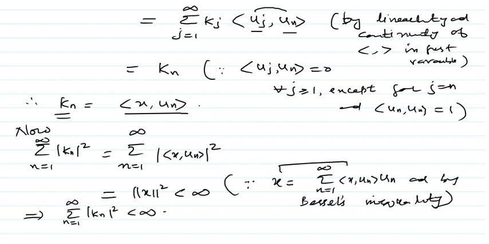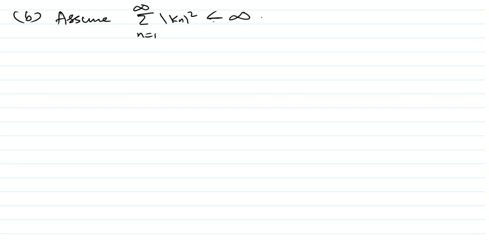Now the second part, which is the Fischer theorem. So we have to assume that this series, mod kn square, n runs from 1 to infinity, is finite. Suppose this is finite. Now what we do, we try to construct a Cauchy sequence.